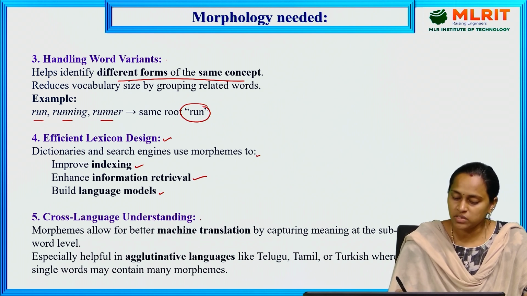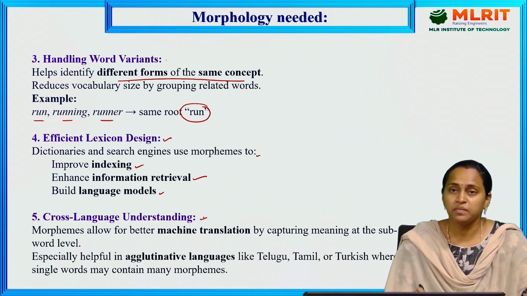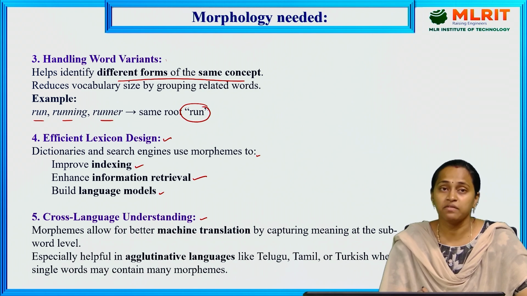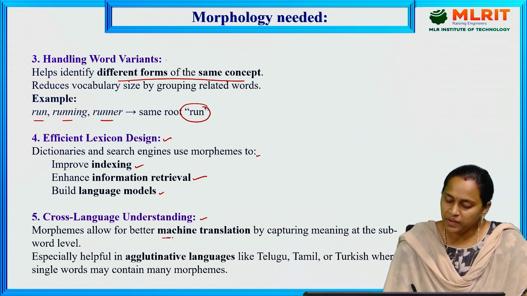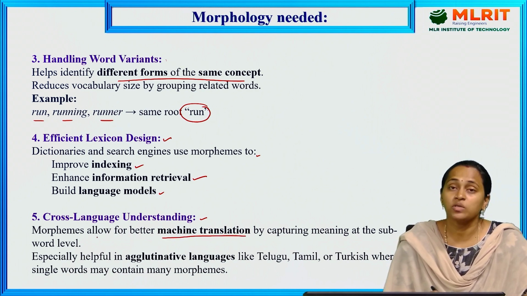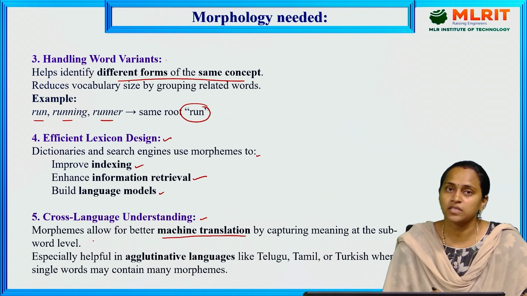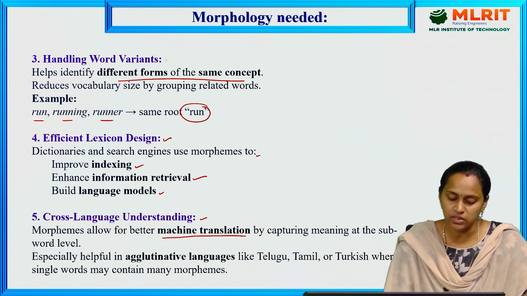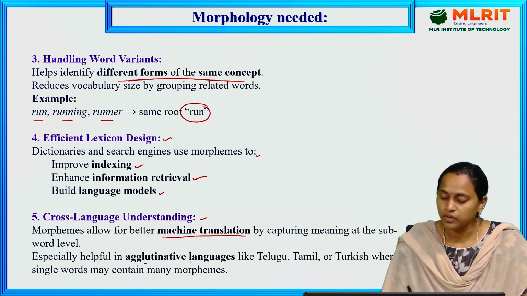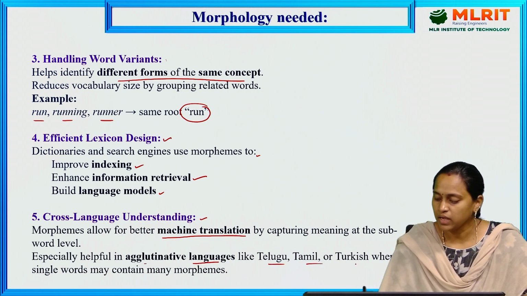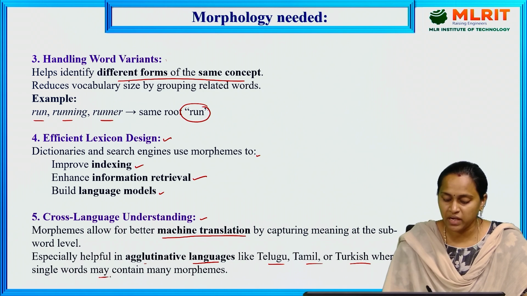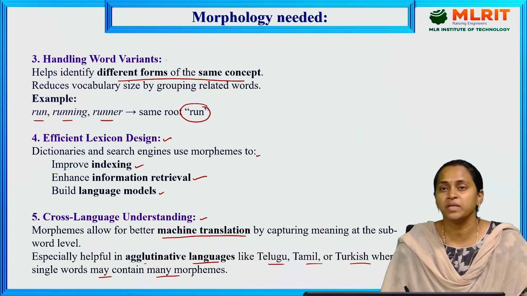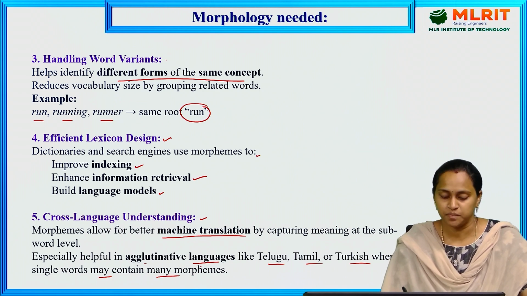Next, cross-language understanding. What is the meaning of cross-language understanding? Morphemes allow for better machine translation. That means cross-language understanding is machine translation. That means how we are understanding one language from another language. Especially helpful in agglutinative languages like Telugu, Tamil, Turkish, where single words may contain many morphemes. That means idioms. How we are understanding the idioms.